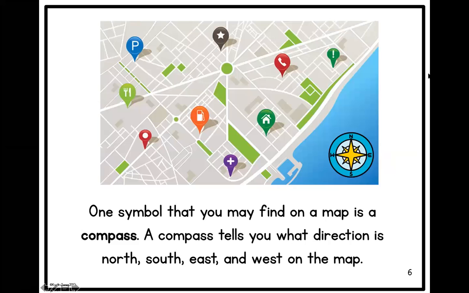One symbol that you may find on a map is a compass. A compass tells you what direction is north, south, east, and west on a map. You may have seen a compass. There's also a tool called a compass that you hold in your hand and it points to north. We don't really use compasses a lot unless your job is as a map maker or something similar where you need to know the directions. But your parents, if they have a cell phone, might have a compass on their phone as well.